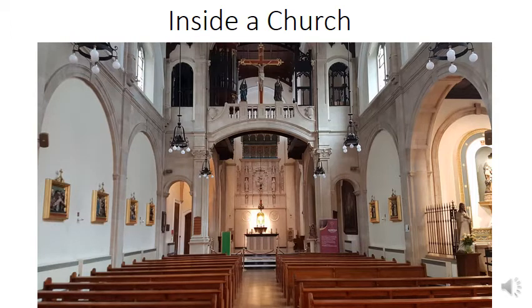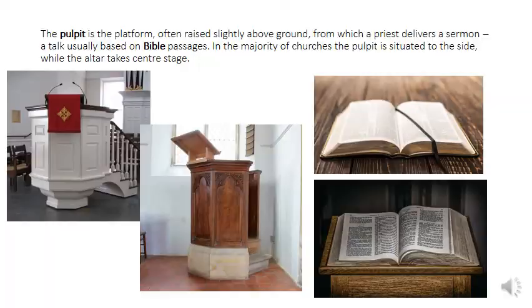Now, last time we looked inside the church, and here is an example of what inside a church might look like. One of the things that you might find is the pulpit, which is the platform, often raised slightly above ground, from which a priest delivers a sermon, which is a talk, usually based on Bible passages. You can see on the right two pictures of the Bible. In the majority of churches, the pulpit is situated to the side, while the altar, which is another part of the church, takes center stage.